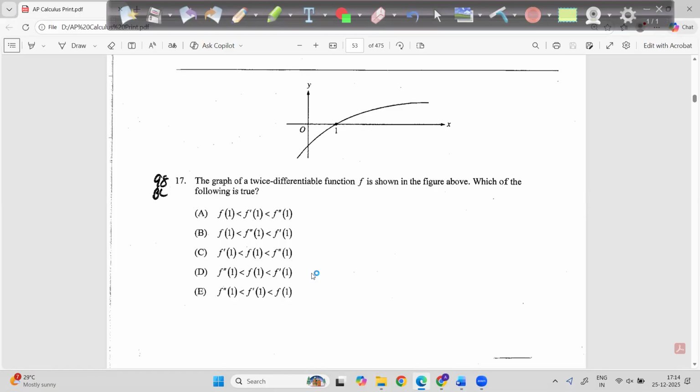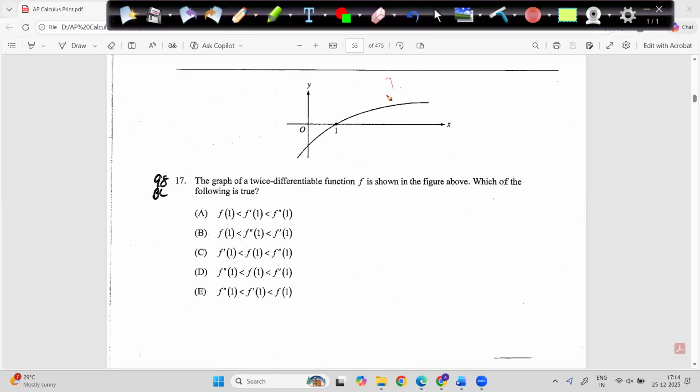Please check what can be the answer. They gave this is the graph of f of x. If this is the graph of f of x, what is the relationship between f of 1, f dash 1 and f double dash 1? You'll enjoy the subject if you understand the basics and try to answer this question.